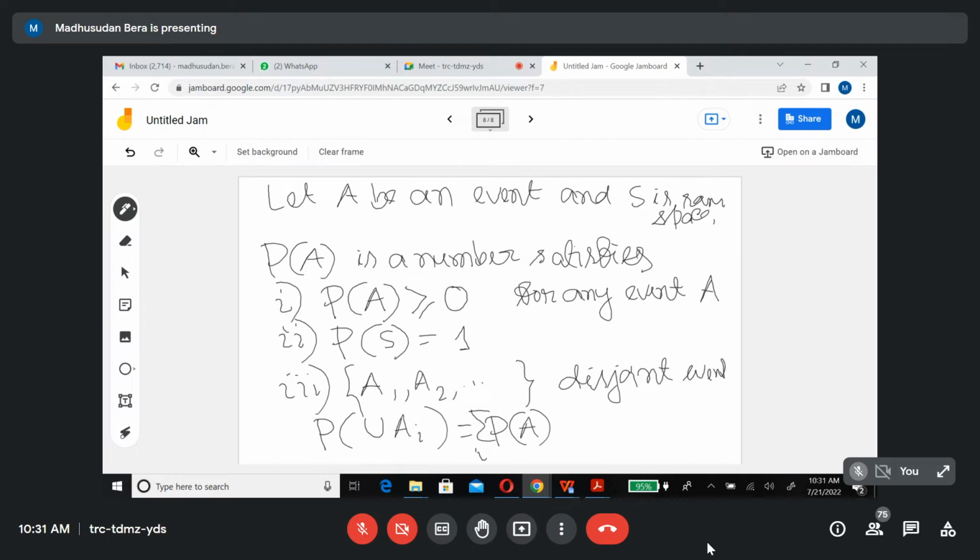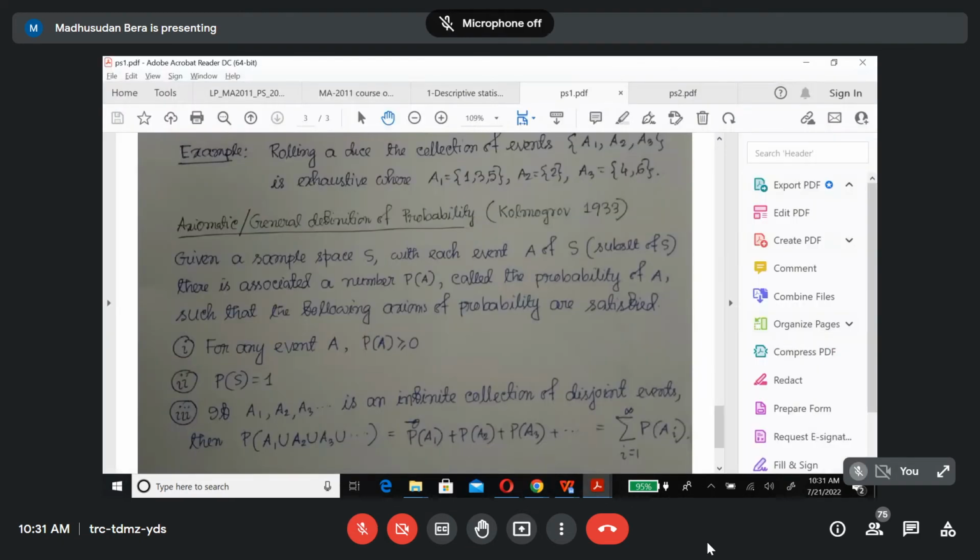Is the definition okay? Yes. Three conditions: for any event, it is greater than or equal to 0. For the sample space, it is 1. And for A1, A2, A3, an infinite collection of disjoint events, the probability of their union is equal to the sum of their individual probabilities.